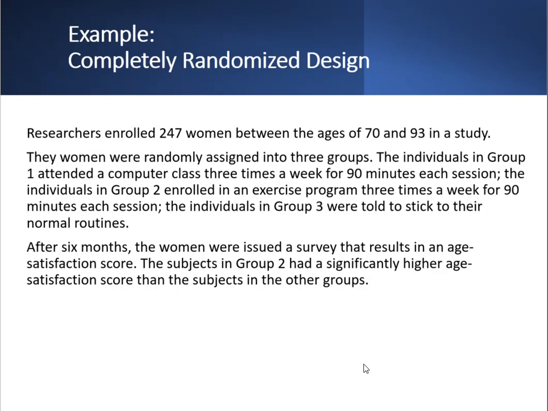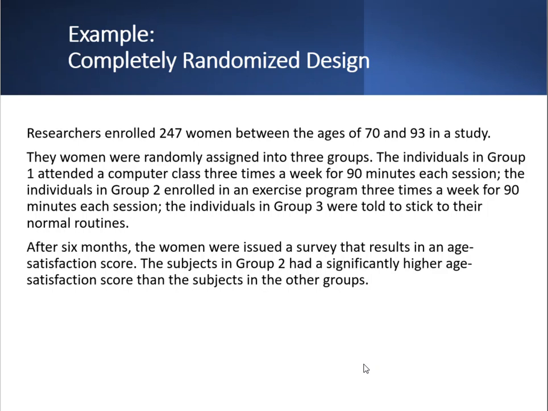At the end of this, after 6 months, the women were issued a survey that results in an age satisfaction score, and it was determined that Group 2, the exercise group, had a significantly higher age satisfaction than the subjects in the other 2 groups. So this is what we call a completely randomized designed experiment. And the idea behind it again is that we're going to determine our groups, but then we randomly assign people into each of the 3 groups.